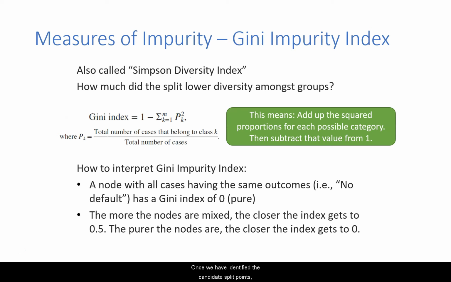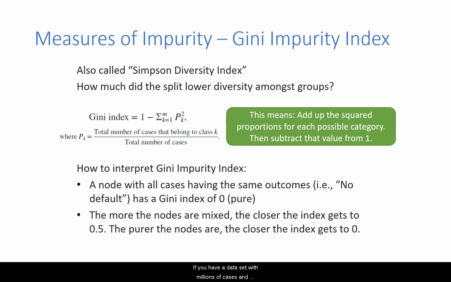Once we have identified the candidate split points, how do we know which split point we should use to make the first split, or the root node of the decision tree? In other words, which of the candidate split points will partition the cases into the purest subsets? As you can see, even with a very small data set with 20 cases and 2 variables, we have a total of 34 candidate split points.